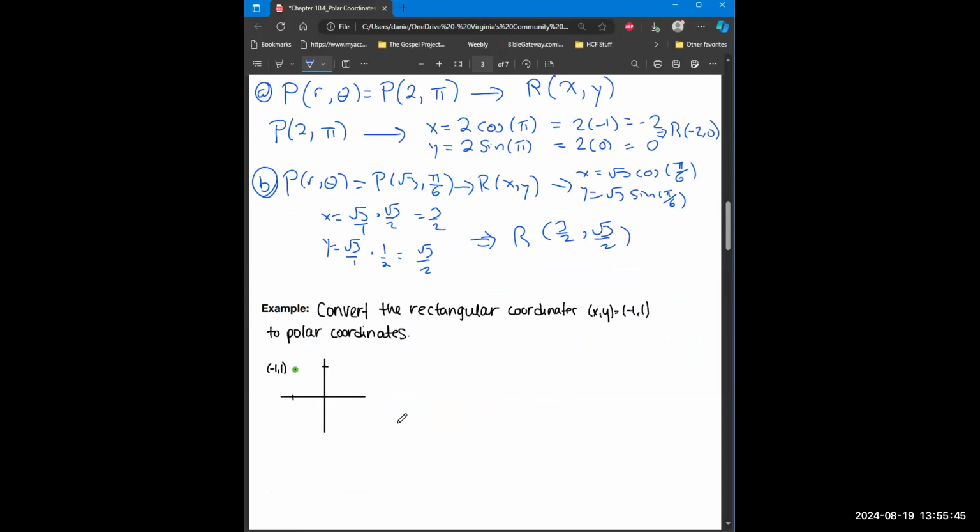Now let's convert our rectangular coordinates from this graph here to polar coordinates. I'm going to start with the fact that x squared plus y squared is equal to r squared, which means that r is equal to the square root of x squared plus y squared. So r is equal to the square root of -1 squared plus 1 squared. r is equal to the square root of 1 plus 1, which is the square root of 2.